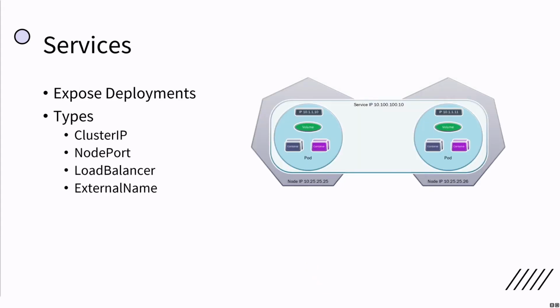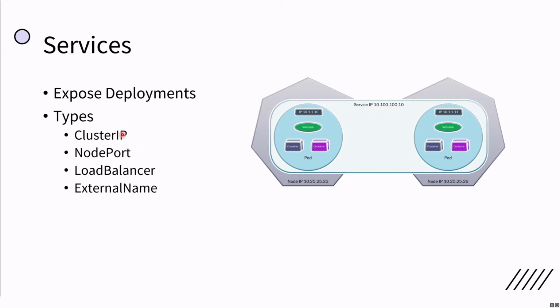When we create a service, what we are doing is we are exposing our deployment, our pods, our application for consumption to the outside world. There are 4 types of services you need to be familiar with: cluster IP, node port, load balancer, and external name. Here you can see we have 2 nodes running with a pod on each node, but the service itself spans across both nodes and is given a service IP.